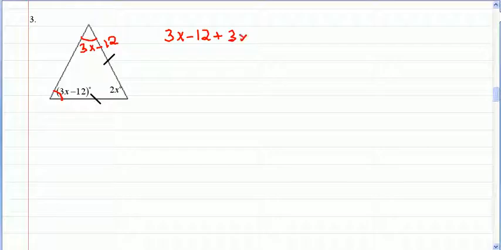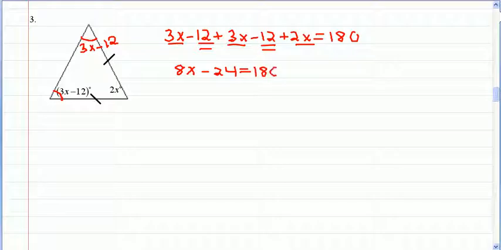So once you have all of your angles labeled, you just start by writing your equation: 3x minus 12 plus 3x minus 12 plus 2x, and set the equation equal to 180 because the expressions represent angles. And I combine my like terms, and I get 8x minus 24 equals 180.